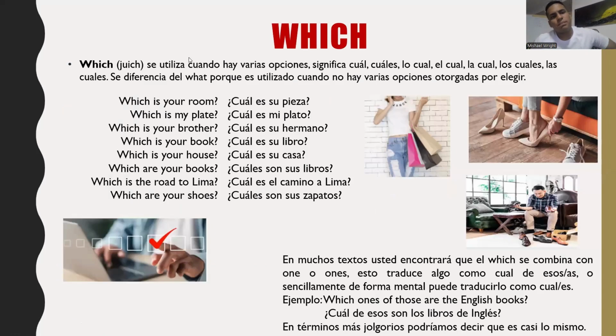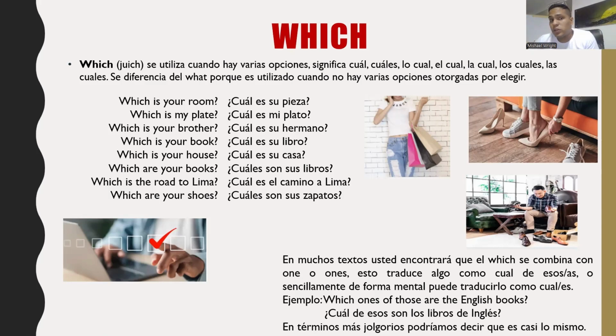Okay, so which is used when there are different options, right? So there are many options in the list. But what also means cuál, cuáles, lo cual, la cual, los cuales. But it is different, because when there are not many options to choose from, you can ask questions using what. For example, if I say, what is your name? I am not telling you your name is Juan, Matias, Ricardo, Leon, Leo, Juliana, etc. I'm just giving you a random number of possibilities you can use.